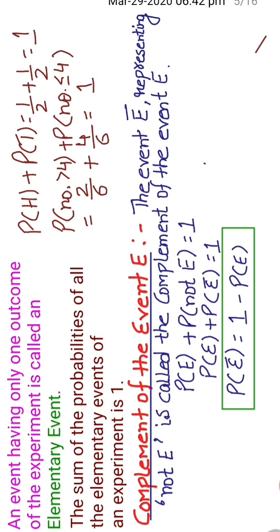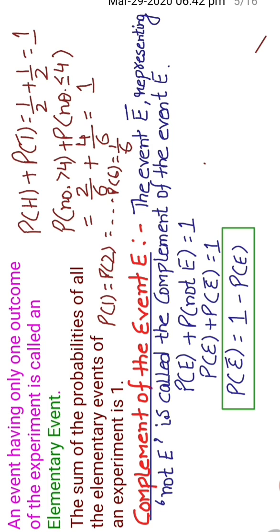Also the elementary events in case of throwing a die are getting 1, 2, 3. That means the probability of getting 1, getting 2, up to 6, all these probabilities will be equal to 1 by 6. And if we take the sum of these probabilities, it will be equal to 1.